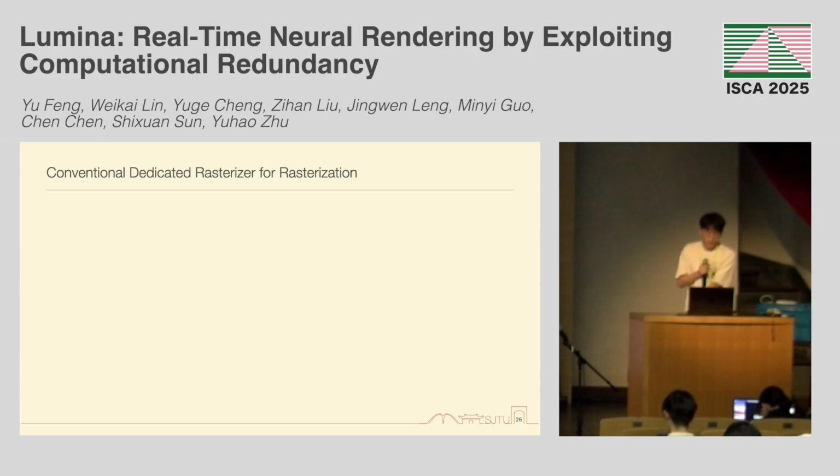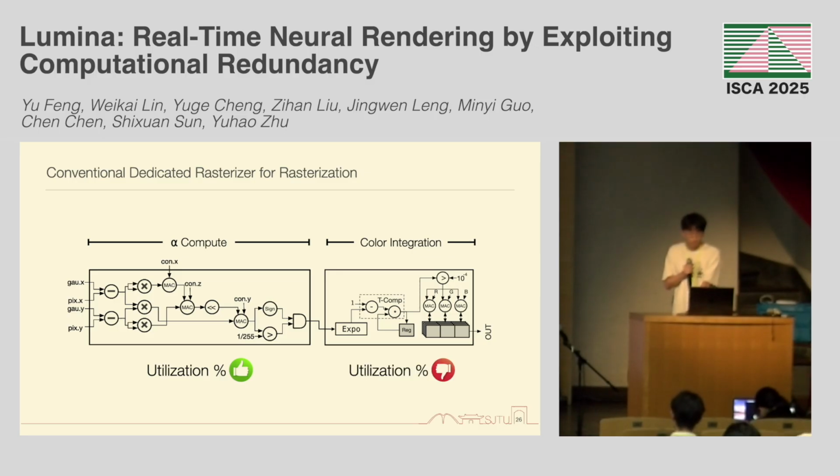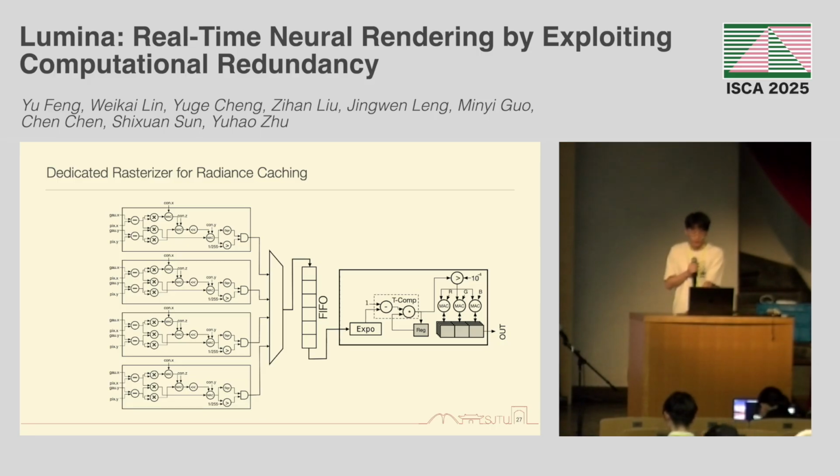So in previous 3D Accelerator designs, each process unit is responsible for one pixel and integrates Gaussians one by one. Here we show the PE design for alpha computation and color integration. Due to the warp divergence, as I explained in the previous slides, we know that PE utilization of alpha computation is high and the utilization of color integration unit is low. And to address this issue, we let multiple alpha compute units connect with one single color integration unit via a FIFO, so that the single color integration unit would work on multiple pixels.